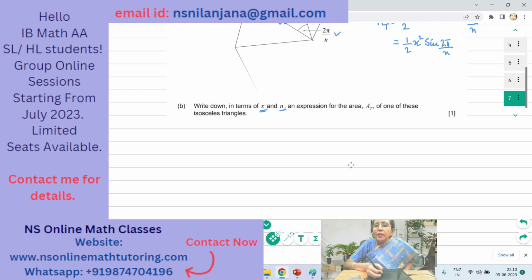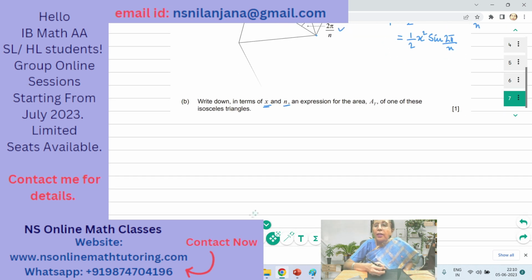So now I just write this final answer over here. It is in terms of x and n. It contains x and it contains n. So let me write the answer over here. Just copying. AT is equal to half x squared sine 2 pi by n.